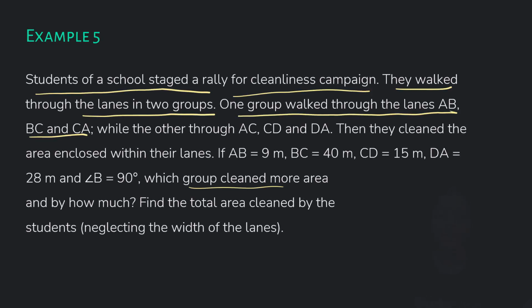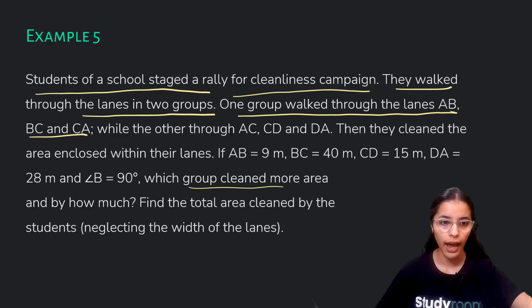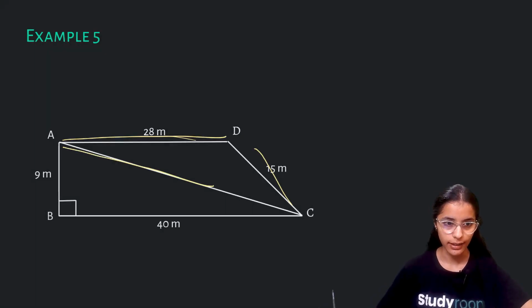That is, on the lines on which they walk, they have cleaned the area inside them. So which group cleaned more area and by how much? And we also have to find out the total area cleaned by students. So first it is given that our angle B is 90 degrees. So this angle is 90 degrees as it is shown here.